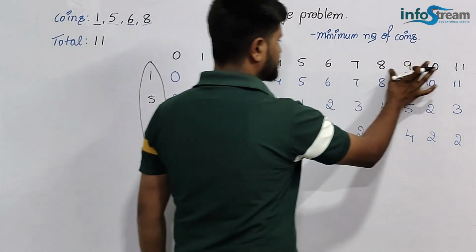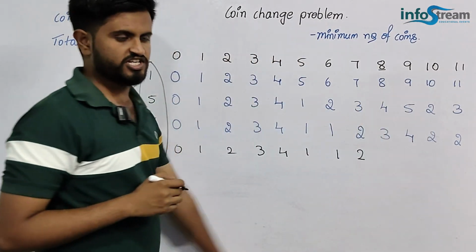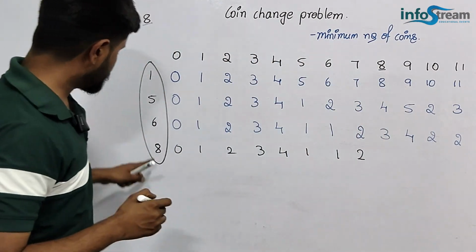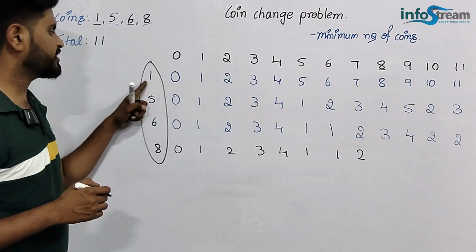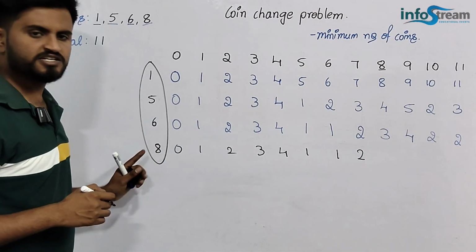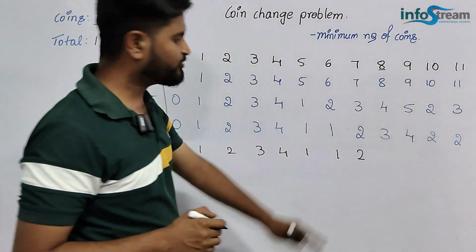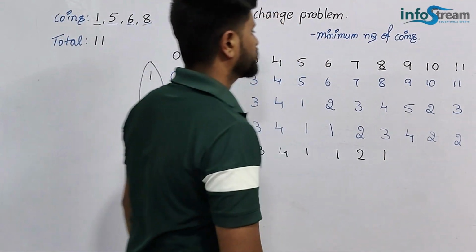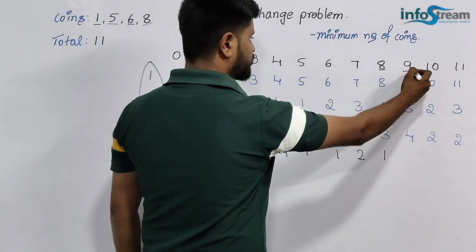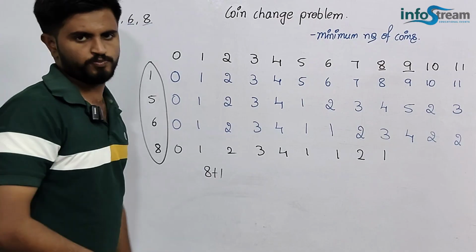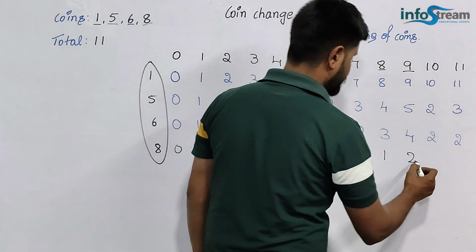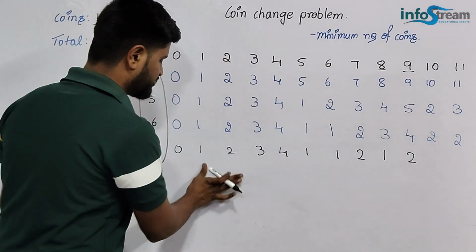Now I want to fulfill the value, or I must give the change of 8 rupees. Here I am having an 8 rupee coin, 6 rupee coin, 5 rupee coin and 1 rupee coin. So if we just give one 8 rupee coin, it will be fulfilled. So I will just write 1. Now I want to fulfill 9 rupee change. So I will just give one 8 rupee coin with one 1 rupee coin. So it will be 2 coins used to fulfill the value of 9.